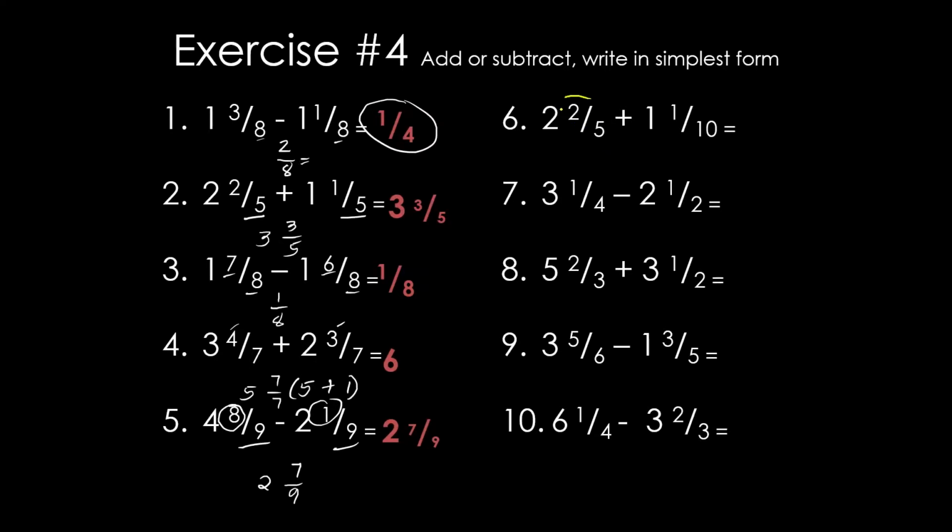So kunin muna natin itong fraction area na to. So we have, ang LCD nila ay 10. 10 divided by 5 is 2 times 2 is 4. 10 divided by 10 is 1 times 1 is 1. So plus 1. That is 5 over 10. But 5 over 10, hindi pa siya in simplest form kasi si 5 over 10, 5 and 10 are both divisible by 5. So 5 divided by 5 is 1. 10 divided by 5 is 2.